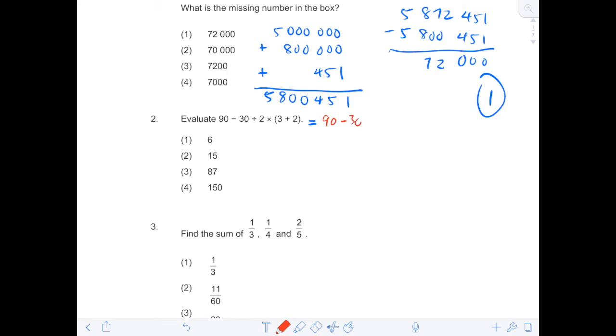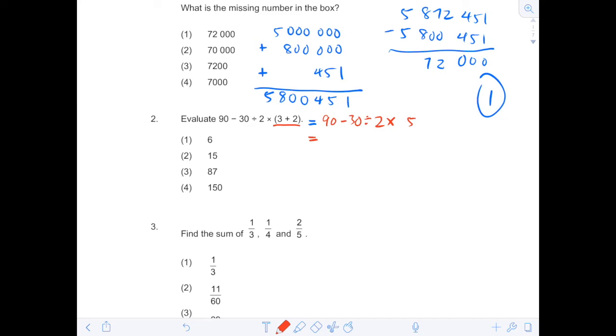90 minus 30 divided by 2 times, do what's in the bracket first. 3 plus 2 is 5. Okay, so now the brackets are done. We can remove them and underline what you're going to be doing next. For this one, you were doing this one first. So now you'll be doing from left to right.